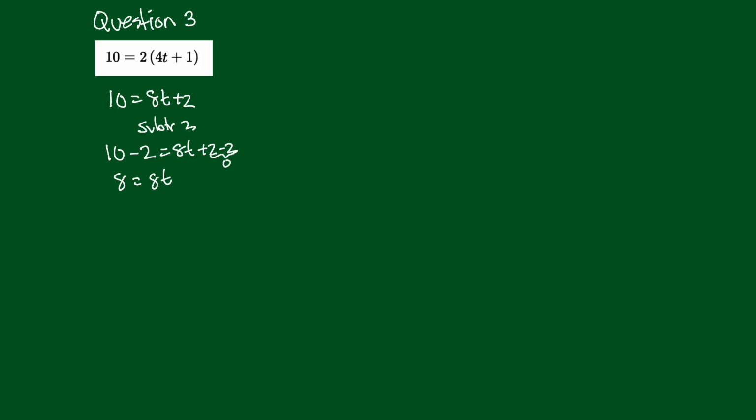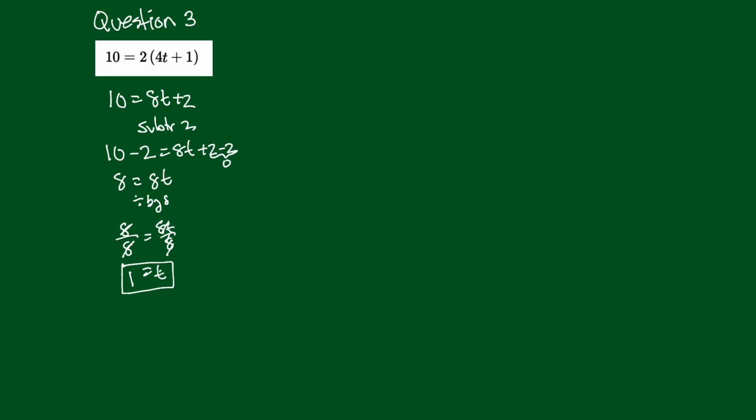Now, t is being multiplied by 8, so I'm going to divide by 8. It'll look like this. 8 over 8 equals 8t over 8. Well, that's a 1. That's a 1. So I'll get a 1 here. Equals, that's a 1, that's 1. I'll get just t is equal to 1. I think that is the solution.